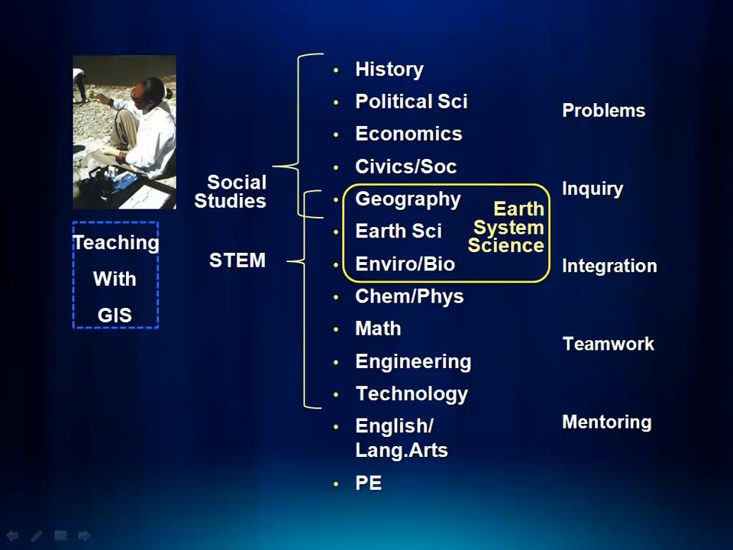The geography, earth science, environmental science that you might think of as the earth system science arena, this is the area that is most easily engaging GIS because there's so much data and so many opportunities provided for it. But the other social studies areas, the other STEM courses, the English, language arts, PE classes are able to use GIS in the conduct of their normal work.